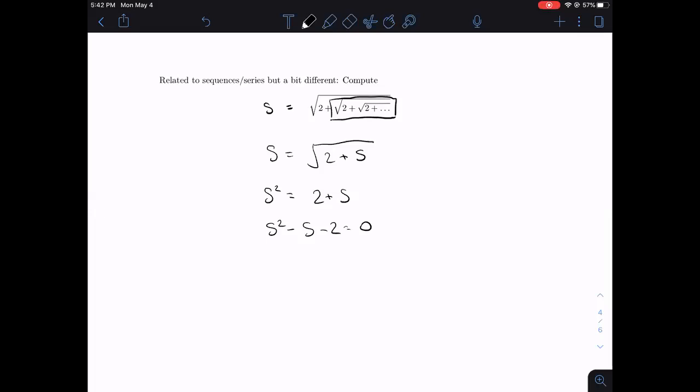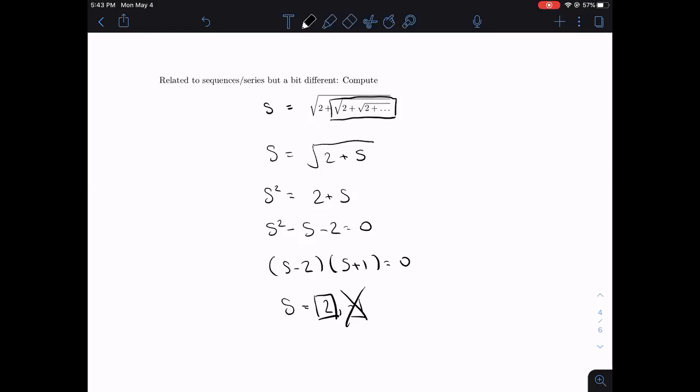Oh, okay. So you can factor this, and we're gonna go over this later, like next class. So don't be worried if you don't understand this. But basically we get S equals 2 or -1. But -1 is just absurd. So it's not possible for it to be -1. So the answer is 2.